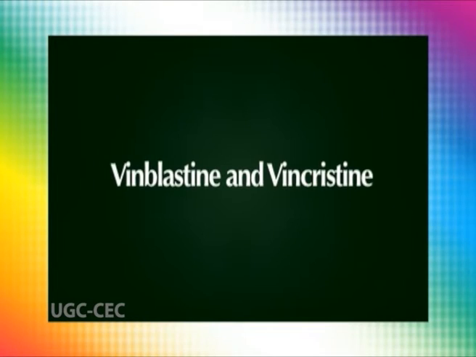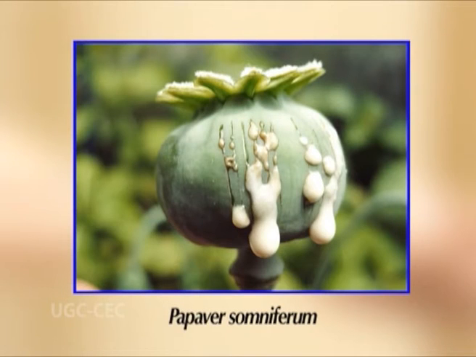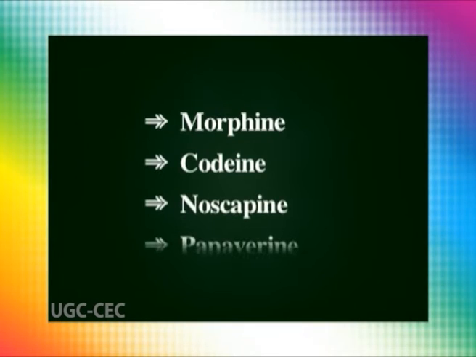Vinblastine and vincristine, isolated from Catharanthus roseus, have anticancer properties. Papaver somniferum has given rise to 4 important medicines. The plant is a very old painkiller and sedative. The 4 important alkaloids found in opium that are used as medicines today are morphine, codeine, noscapine, and papaverine.